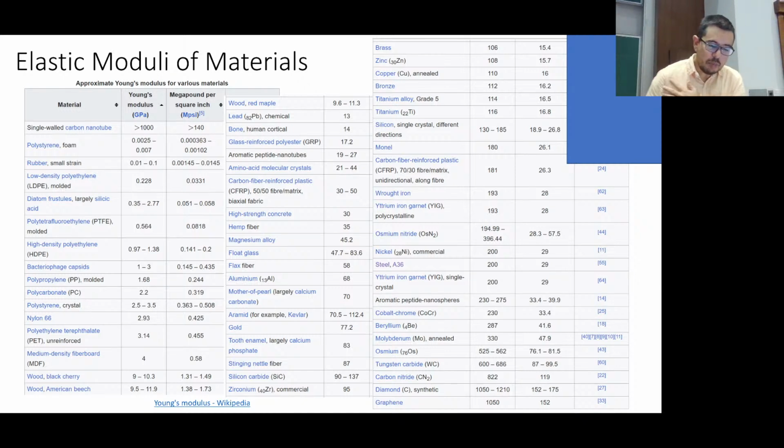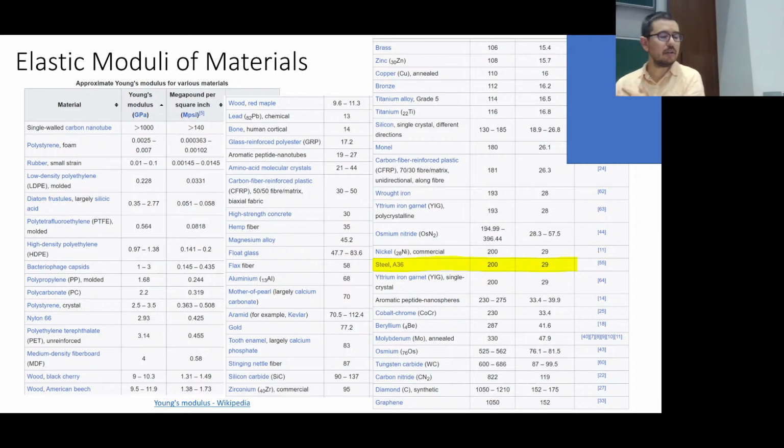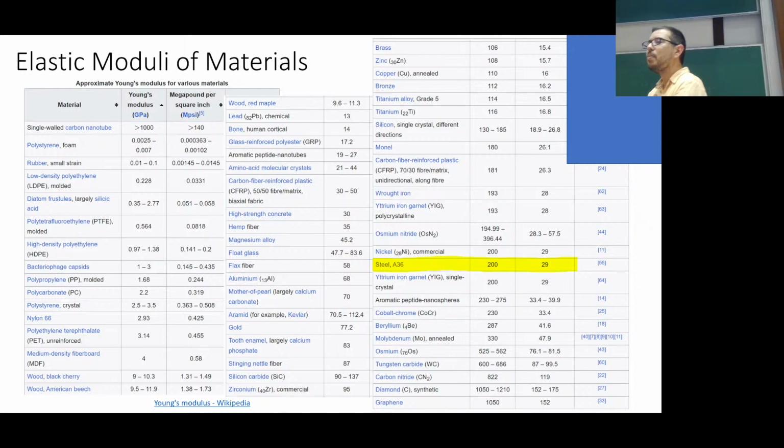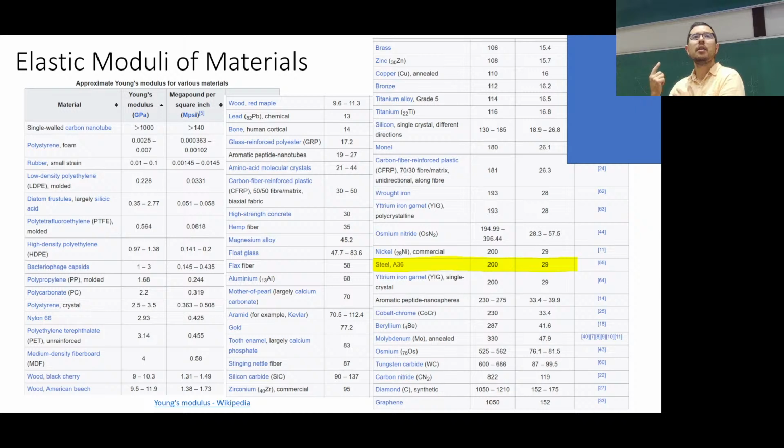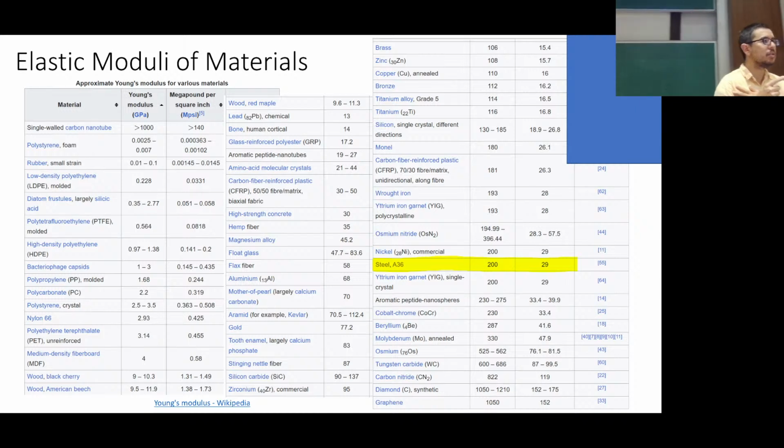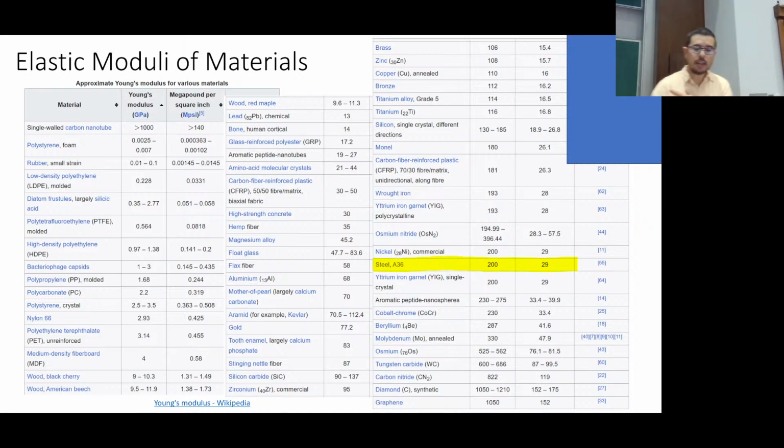Steel, 200. I had the conversion, but I don't have it here, but I think 6.89 megapascals is 1 KSI, 1,000 pounds per inch squared. These are actually megapounds per square inch. So that's an interesting unit.